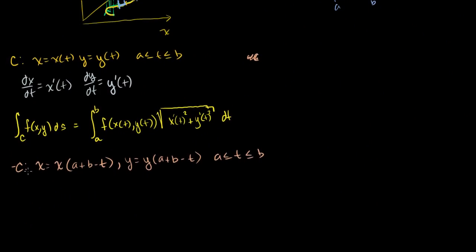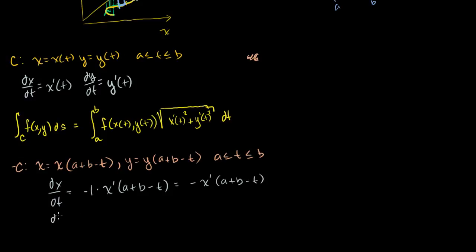So I'll do it in the derivative color maybe. So dx dt for this path, it's going to be a little different. We have to do the chain rule now. Derivative of the inside with respect to t, well, these are constants. Minus t, derivative of minus t with respect to t is minus 1. So it's minus 1 times the derivative of the outside with respect to the inside. Well, that's just x prime of a plus b minus t. Or we could rewrite this as minus x prime of a plus b minus t.